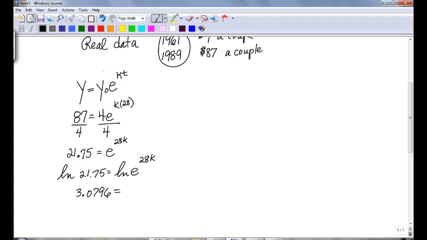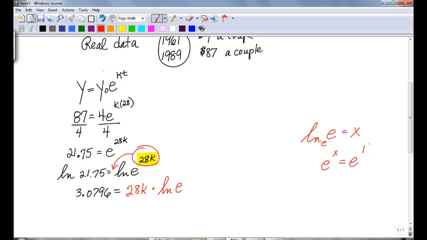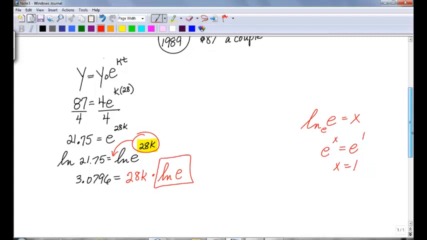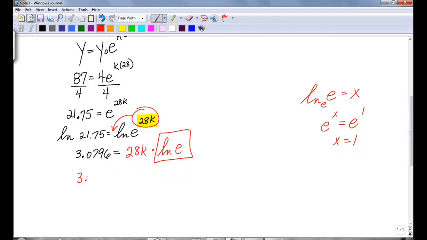Third law of logarithms says this goes out front. So you'd have 28k times the natural log of e. Well, this natural log of e is understood to be base e. So what you're really saying is e to what power equals e to the first? 1, right? So this is equal to 1. So you're saying 3.0796 equals 28k times 1. So just 28k. So divide by 28.